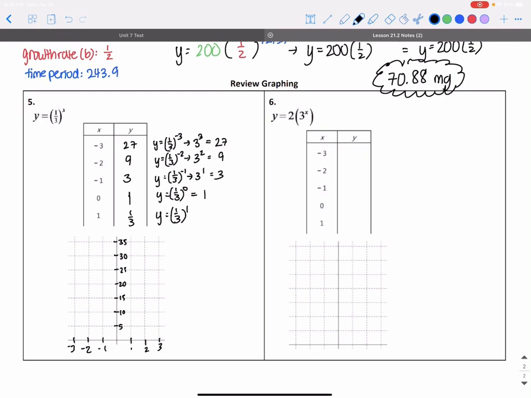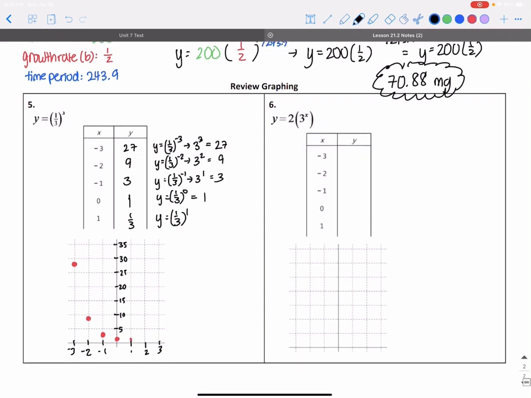All right. And then I'm going to plot these points. So I have -3 and 27, which is up here. I'm going to do this in red. -3 and 27. I have -2 and 9. I have -1 and 3. And 0 and 1. And then 1 and 1/3. So it's not perfect. I'm going to connect these points now.